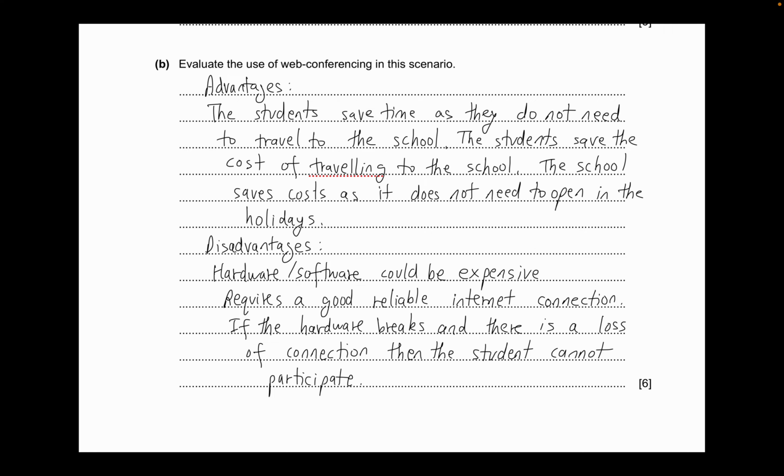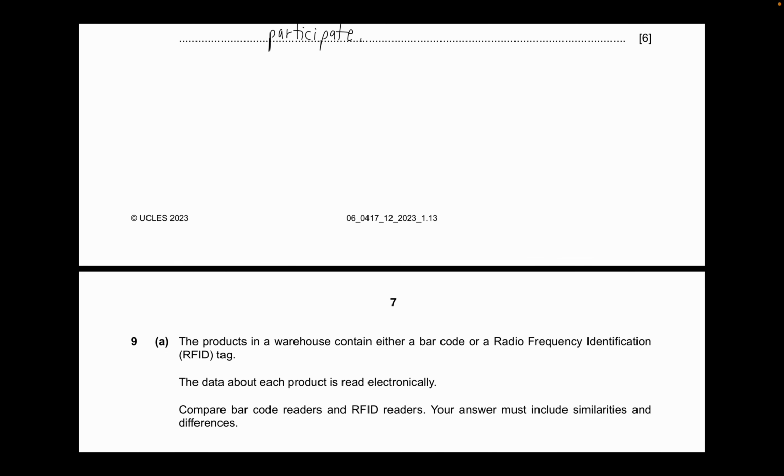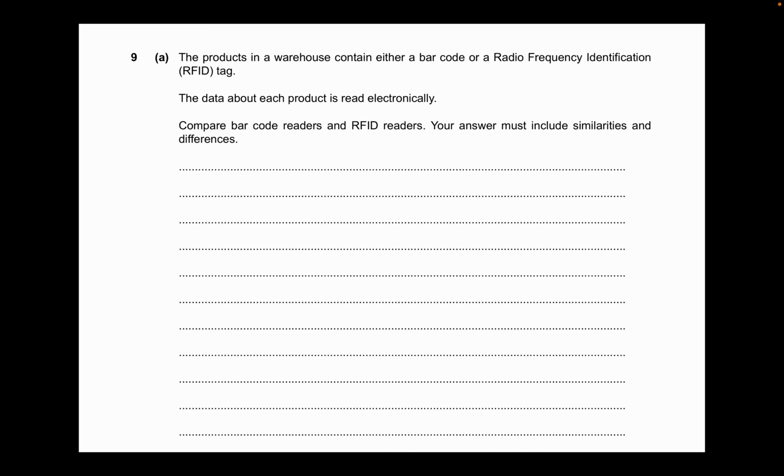Okay, these are some of the disadvantages. Only students with the correct specialist devices can access web conferencing. So do read that part in your textbooks so that you can understand it. This is for 3 marks for the advantages and 3 marks for the disadvantages, which should give you a total of 6 marks. Okay, let's move on to the next question.